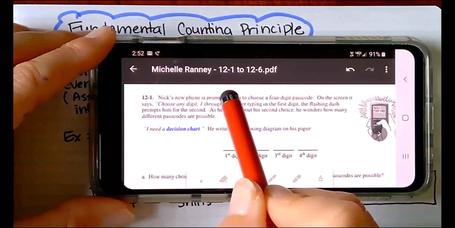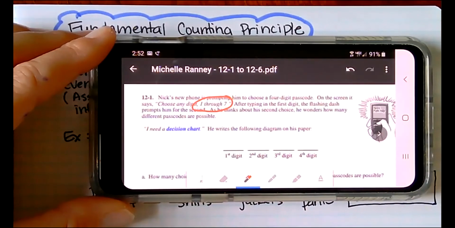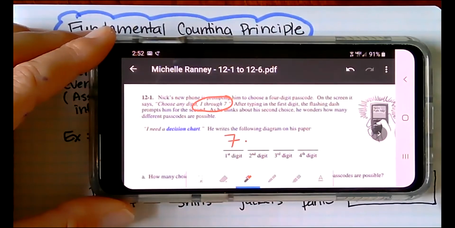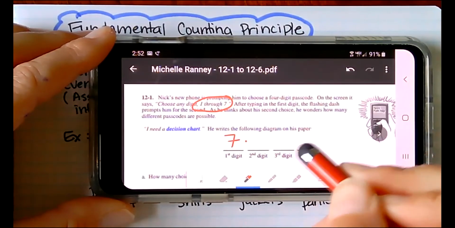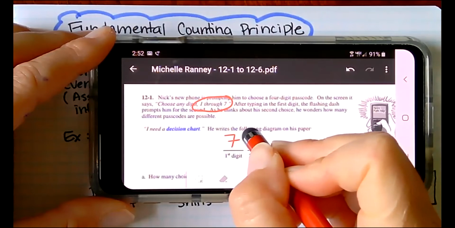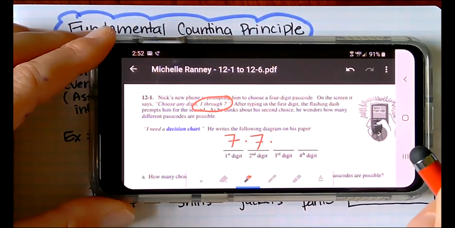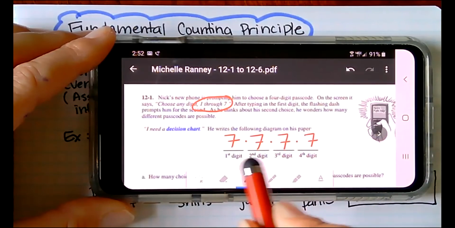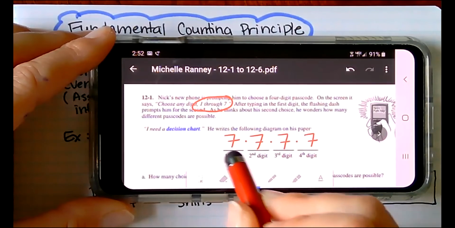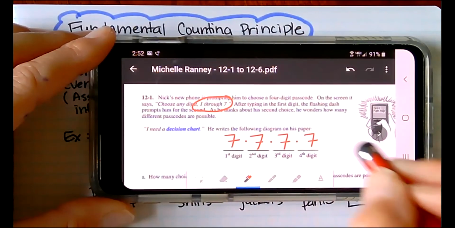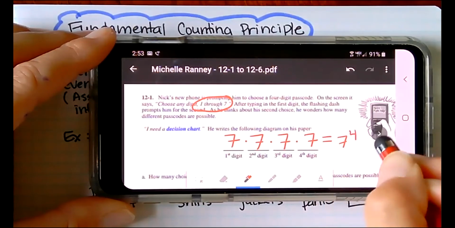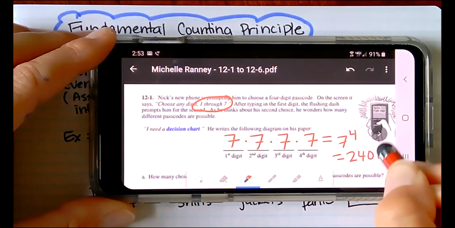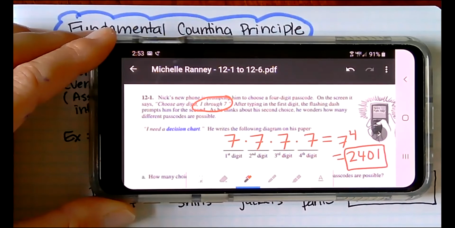So again, we have the numbers 1 through 7 that we can pick. So for the first digit, he has 7 options. Now it does not say that it cannot repeat, so we are going to assume that he can use all 7 again. And then again for the third one and for the fourth one. So in this case, since it did not say it cannot repeat, we could have 7 choices for each of the 4 digits. And that ends up being 7 to the 4th. And if I put that in my calculator, I get 2,401 as my answer.